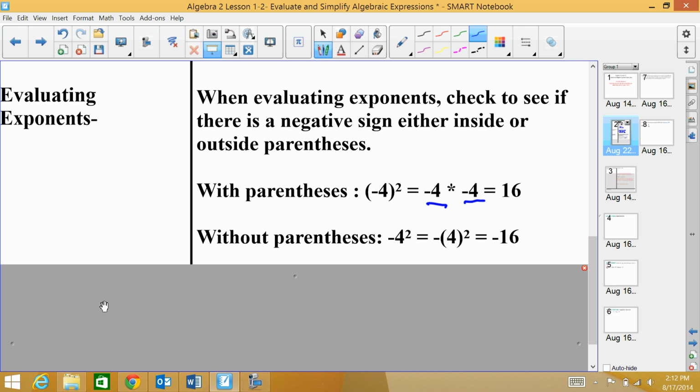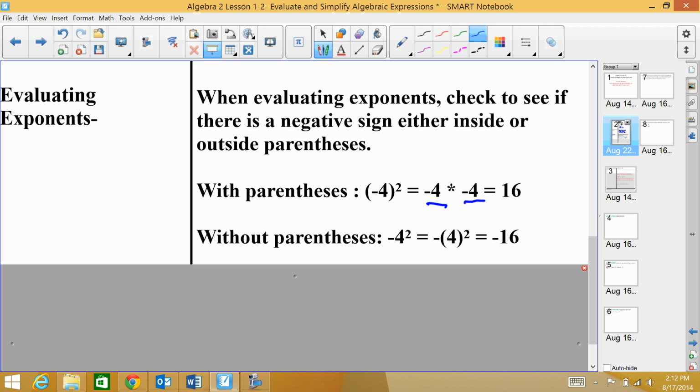So that's why it's important to pay attention. Now, if it doesn't have parentheses and the negative sign is in front, we have to follow the order of operations. So we have to do the exponents first. So we're doing 4 squared, and then we're making the answer negative. So right here we have 4 squared, which is positive 16, but then we make the answer negative, so it comes out negative 16. So you can see why there's a big difference as to if it has parentheses versus if it does not have parentheses.